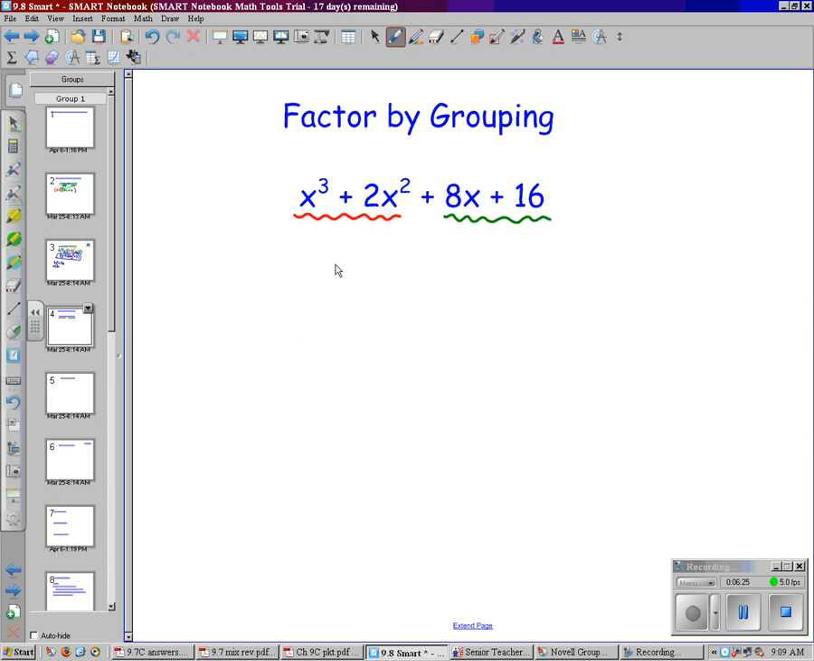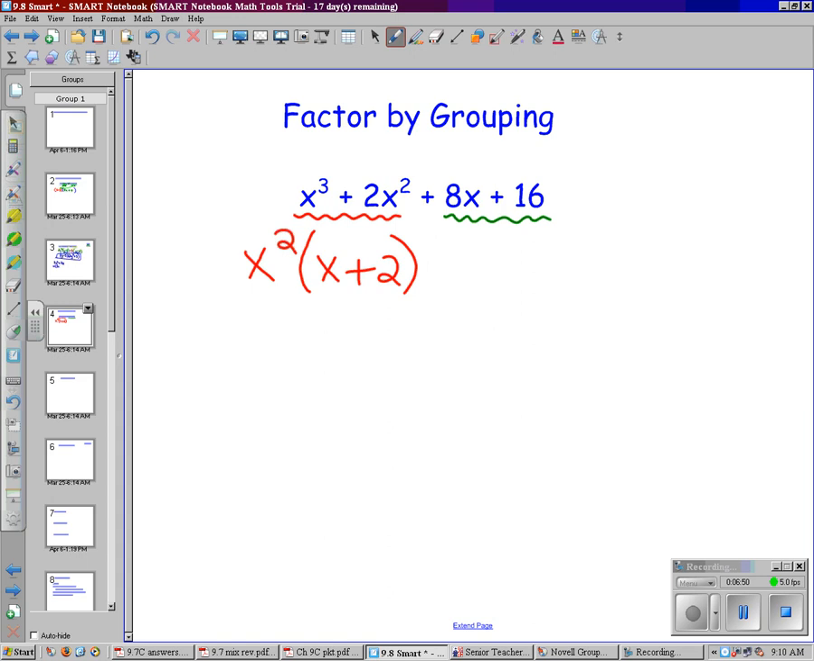Jack? 1x. Just one x? No, 1x squared. So they each have at least x to the second. And what's left when we take an x squared out of each of those? Jake? X plus 2. Jack, you okay with that?